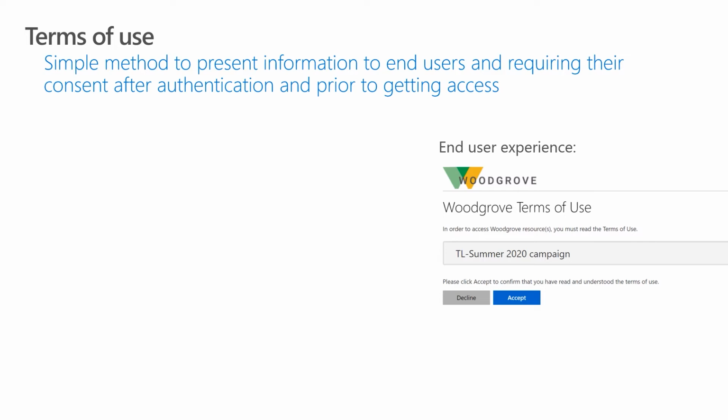It simply is an easy way to present information to your end users, requiring their consent after authentication and prior to getting access. On the right side of the screen is the end user experience for terms of use. The user gets prompted when they try to access an application to either accept or decline the terms of use policy. Now, one thing to note is if they decline this, they go in a loop and keep seeing the same prompt until they eventually accept it, because that's the only way they get access.